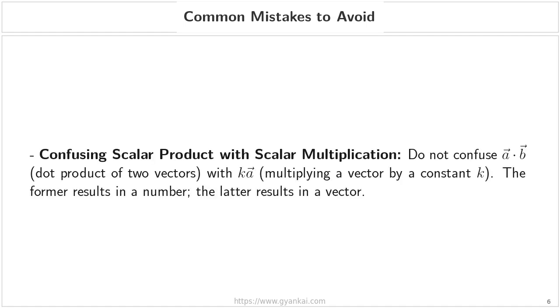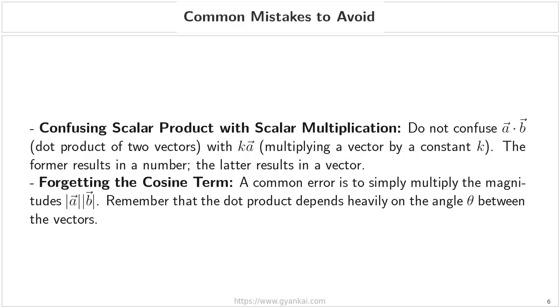First, be very careful not to confuse the scalar product with scalar multiplication. It is easy to mix these up when you are working quickly. When we write a dot b, we are performing the dot product of 2 vectors, which, as we discussed in the earlier slides, results in a single real number. However, when you see k times vector a, where k is a constant, that is scalar multiplication. In that case, you are scaling the vector, and the result is still a vector, not a number. Always check your output. If you expect a scalar but get a vector, you've likely performed scalar multiplication by mistake.